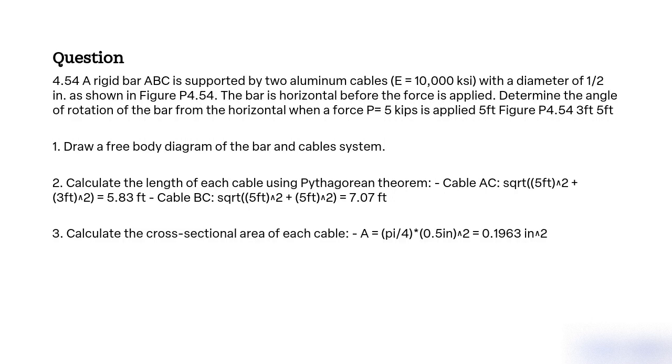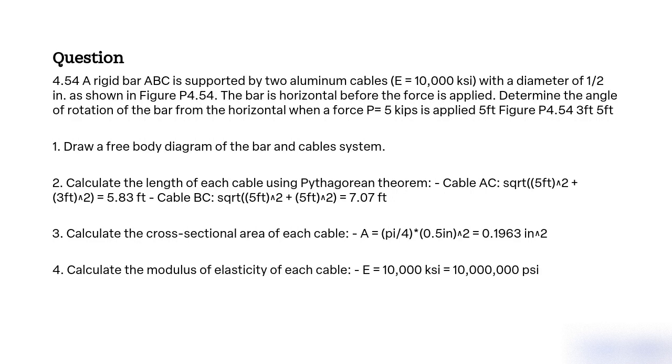3. Calculate the cross-sectional area of each cable: A equals pi over 4 times 0.5 in squared, equal to 0.1963 in squared. 4. Calculate the modulus of elasticity of each cable: E equals 10,000 ksi, equal to 10 million psi.